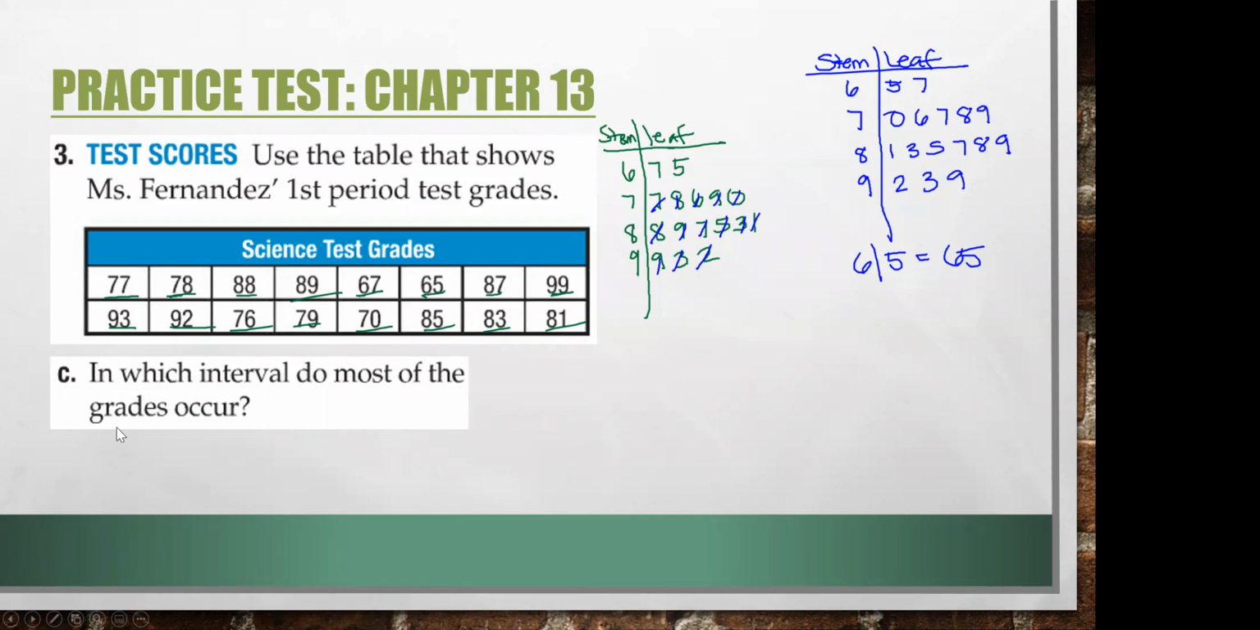So then question C says, in which interval do most of the grades occur? So you can see from here, looking at my stem and leaf plot that I just made, there's 1, 2, 3, 4, 5 values in the 70s, and 1, 2, 3, 4, 5, 6 values in the 80s. So from 80 to 89 would be the most values. Okay, so that would be the interval there.